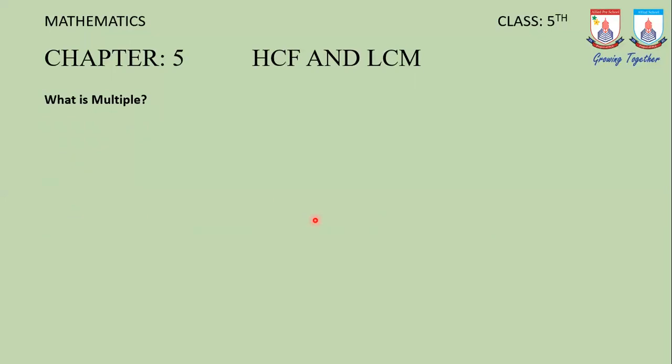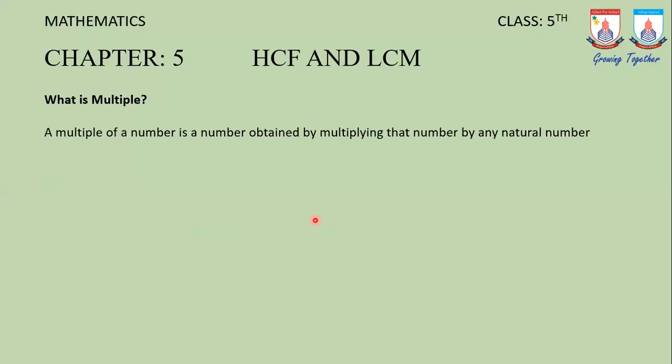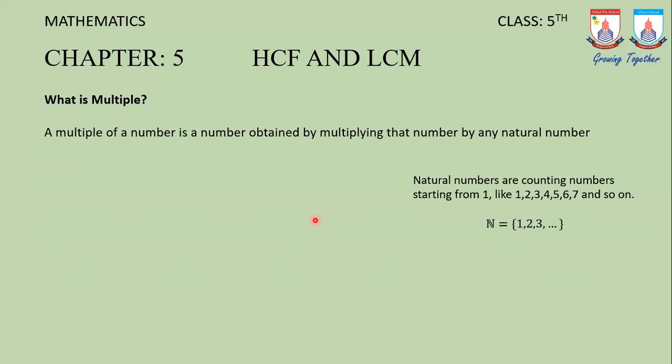Now, what is a multiple? The definition of a multiple is: a multiple of a number is a number obtained by multiplying that number by any natural number. For example, the natural numbers are the counting numbers starting from 1, like 1, 2, 3, 4, 5, 6, 7 and so on. Natural numbers are also called counting numbers, which we use in daily life.